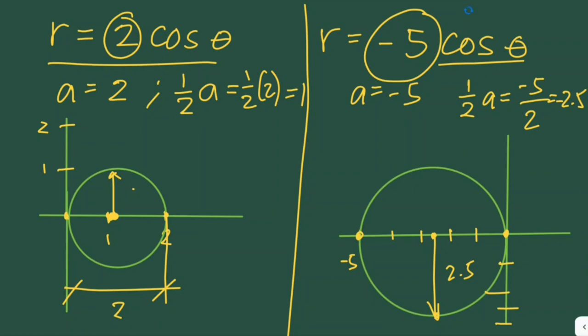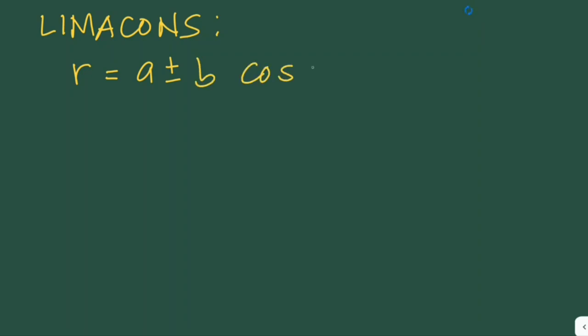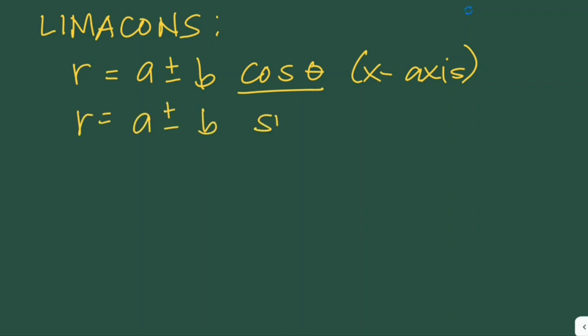Now let's discuss the Limacons and their types. The Limacons have the equation R equals A plus or minus B cosine theta if the graph lies on the x-axis, and R equals A plus or minus B sine theta if the graph lies on the y-axis.